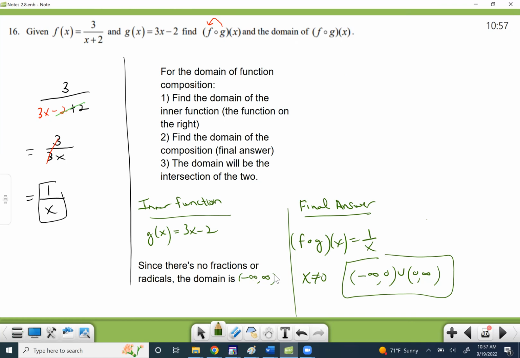This one's saying negative infinity to infinity. This one has some restrictions. I'm going to go with the one that has the restrictions. Now, why do we have to consider both? Sometimes when we do the math, we lose the domain of the inner function, but I have to make sure that I think about the domain of the inner function.